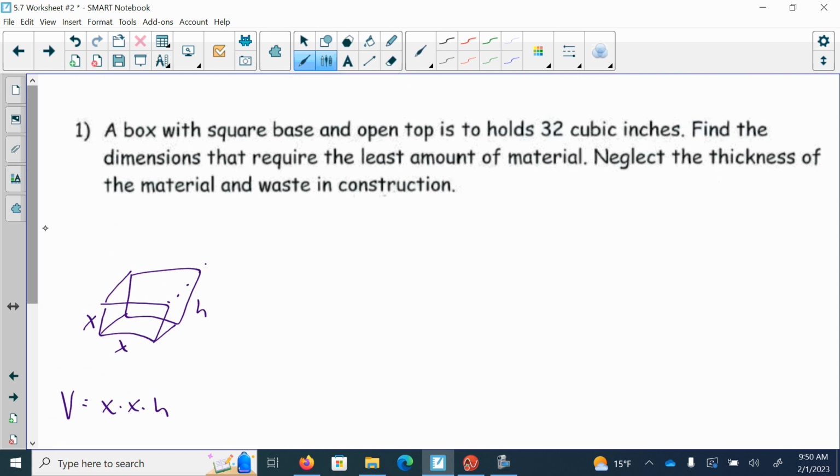And then it wants me to find the dimensions that require the least amount of material, which means I need to find the minimum, and I need to find what of the shape. What kind of area? Surface area. So to find the surface area, I'm going to have this bottom portion, which is going to be the x, so x squared. And then I'm going to have 4 sides that are x by h. And then I don't have the top, so that's why there's only 1 x squared. Does that make sense? So now this is what I want to minimize.